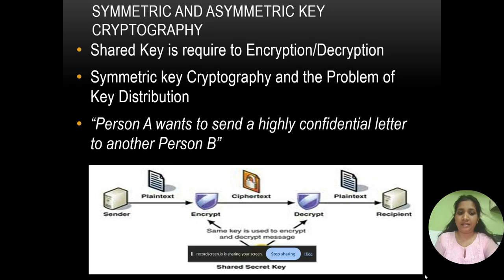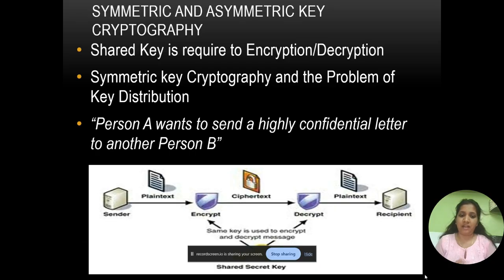So let us see symmetric and asymmetric key cryptography. A shared key is required for the encryption and decryption process. Symmetric key cryptography and the problem of key distribution. So person A wants to send a highly confidential letter to person B. So let us see what is symmetric key cryptography. The same key for encryption and decryption is used. It is fast but difficult to distribute keys securely. For example, AES and DES algorithm.